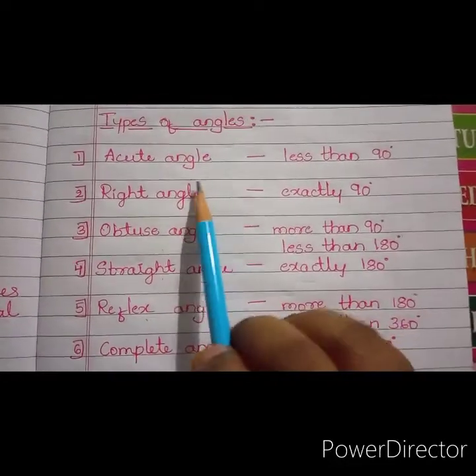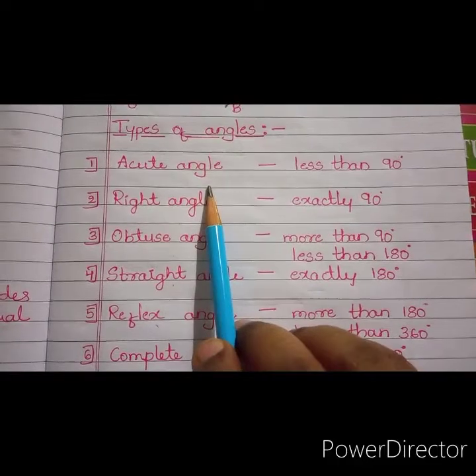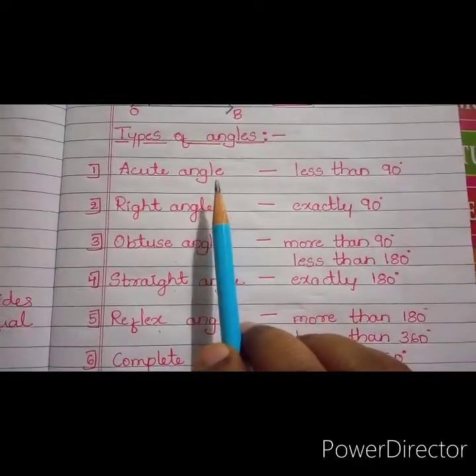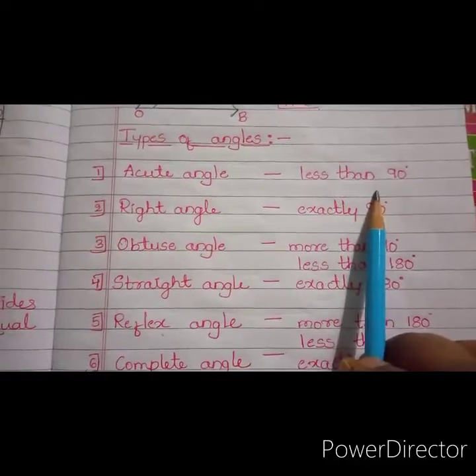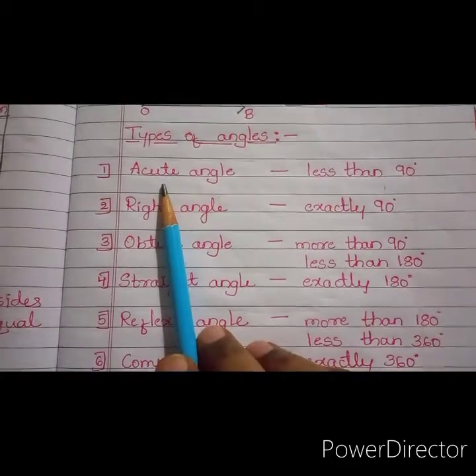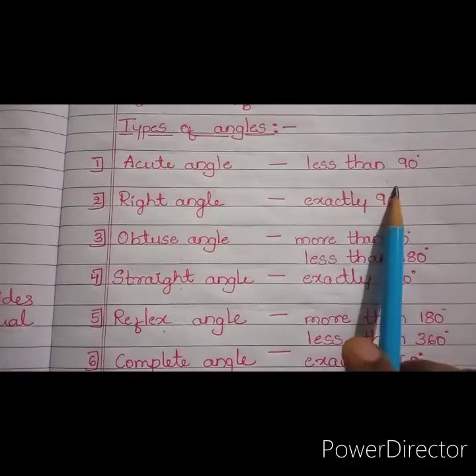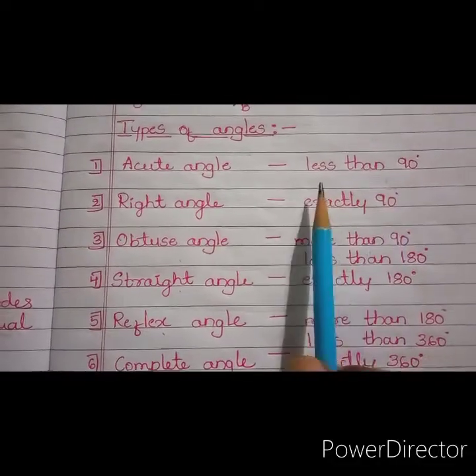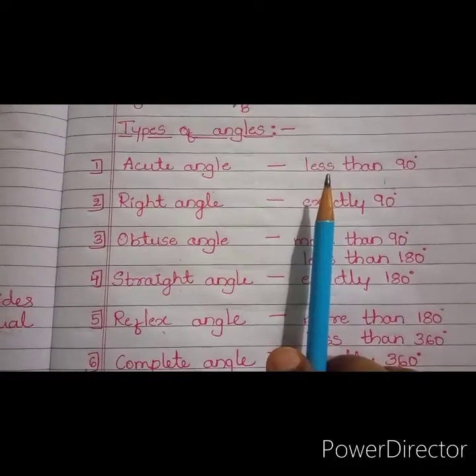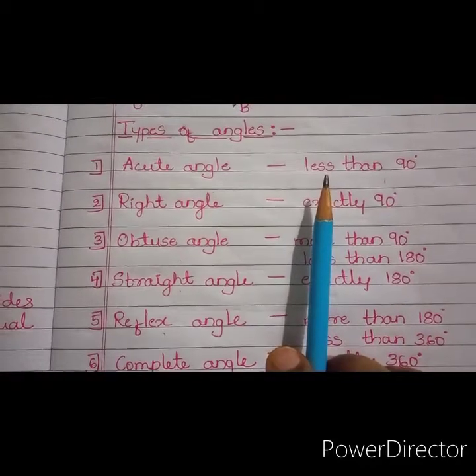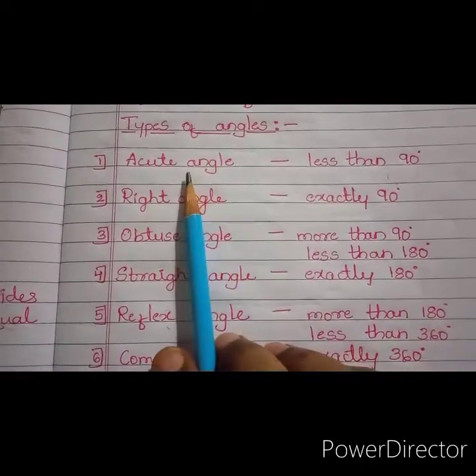So what do you mean by acute angle? Acute angle means an angle which measures less than 90 degree. That means suppose angle 60 degree, 70 degree, 30 degree. These angles are called acute angles.